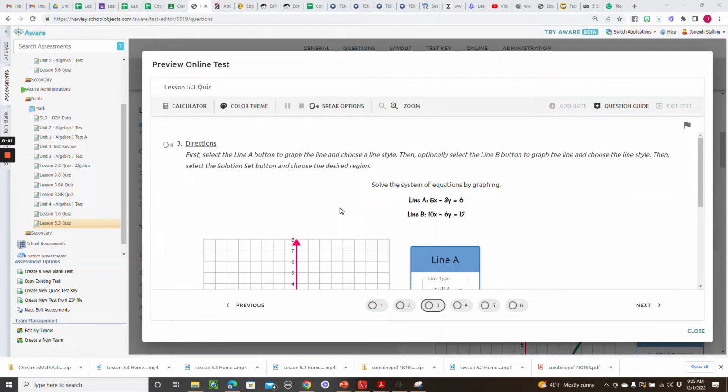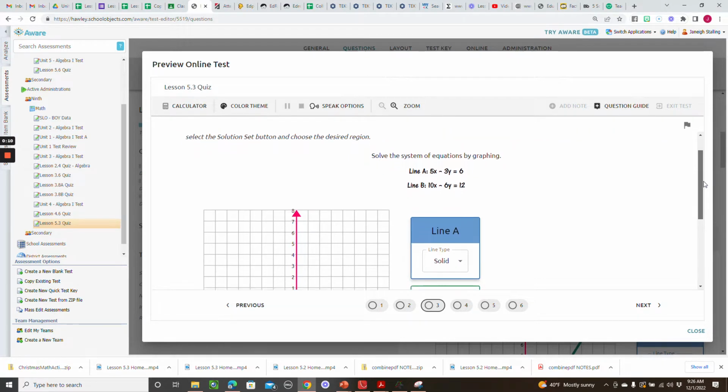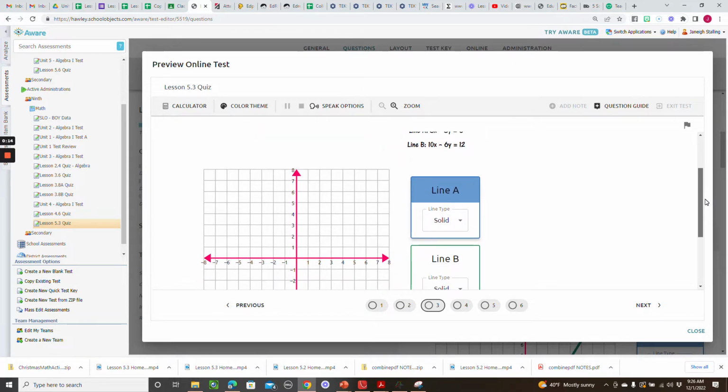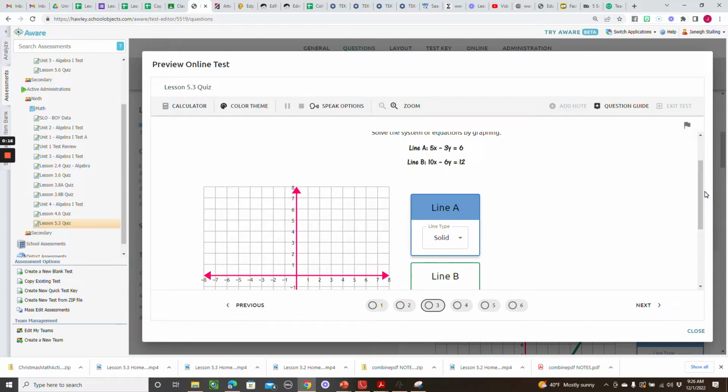Right, this video is going to start off with a review for the 5.3 quiz, and then we'll get into the 5.4 homework. Okay, so on quiz number 3, it says solve the system of equations by graphing. It gives us two lines in standard form. You can find one good point by doing it in the calculator like what we've been doing.